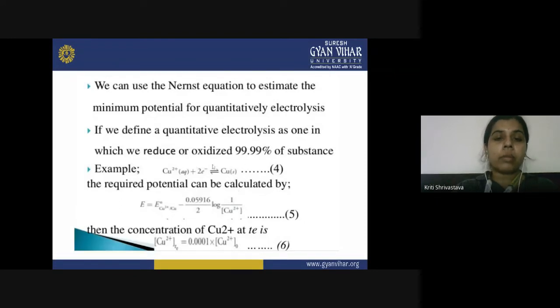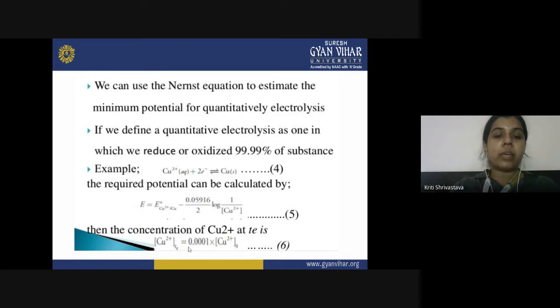So what will be the applied potential if we are performing the controlled potential coulometry? The required potential can be calculated by this equation, and here you can see the concentration of the Cu2+ at the time Te. How do you calculate that? Because only 0.0001% of the copper will be left behind at time Te.